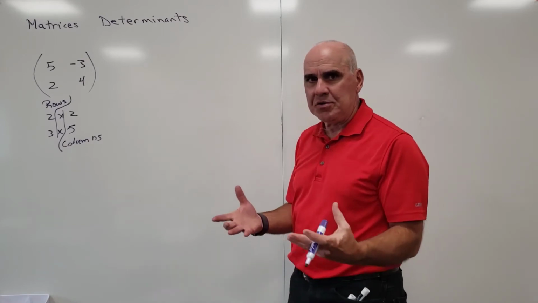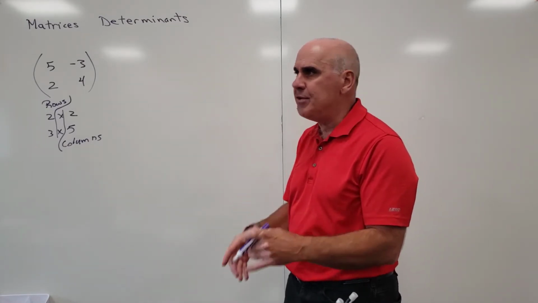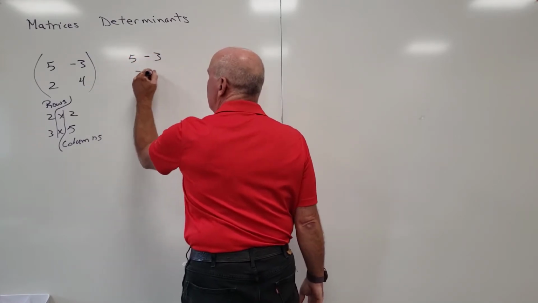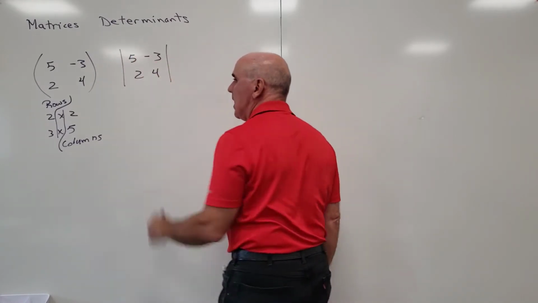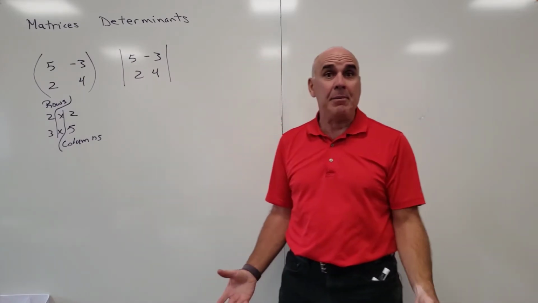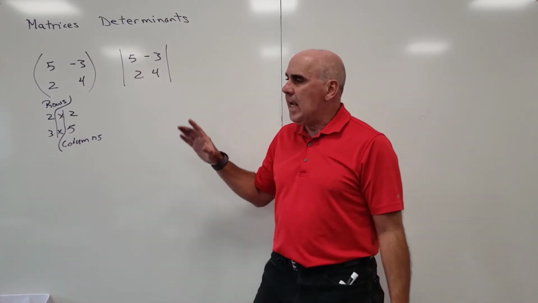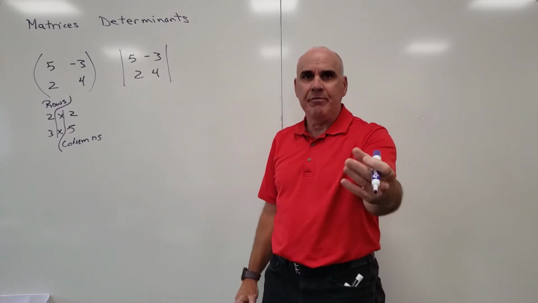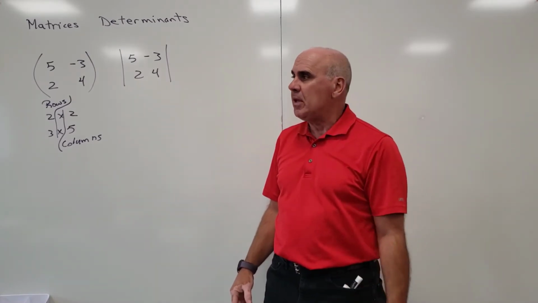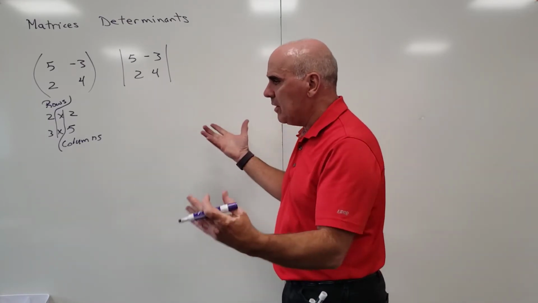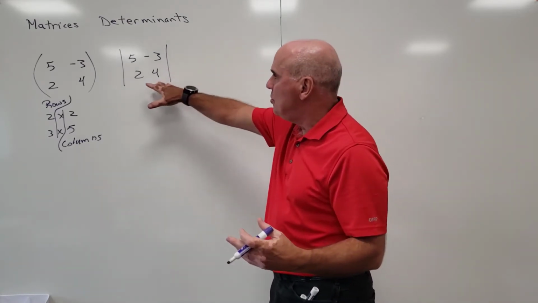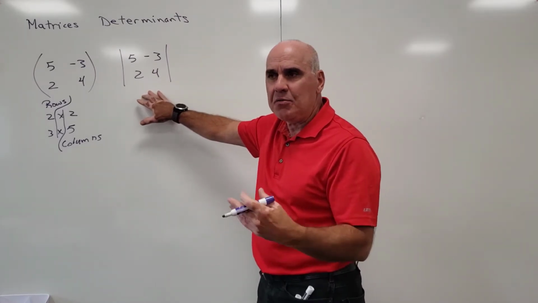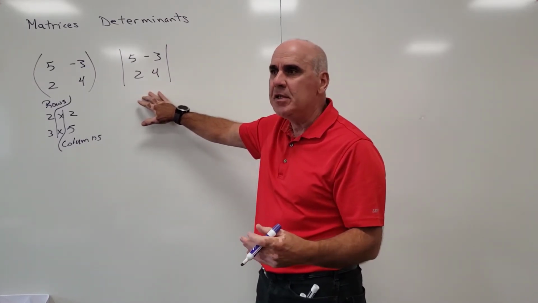Determinants are a similar sort of situation where you have an array of numbers, but instead of putting them inside of parentheses, we put them inside of vertical lines, like an absolute value sign. And a determinant always evaluates to some value, generally a single number. So with a 2 by 2, this is generally the smallest array or smallest determinant you're going to have.